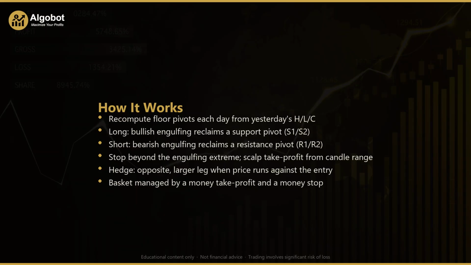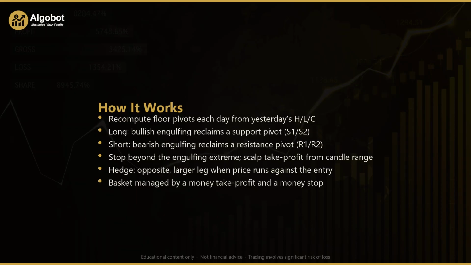For both, there are filters. The engulfing body must be at least the engulfRatio multiple of the candle it engulfs, by default just over 1. The wick must come within a zone fraction of the pivot, set to 15% of the day's range. And new entries are skipped if the spread is wider than the maximum allowed.